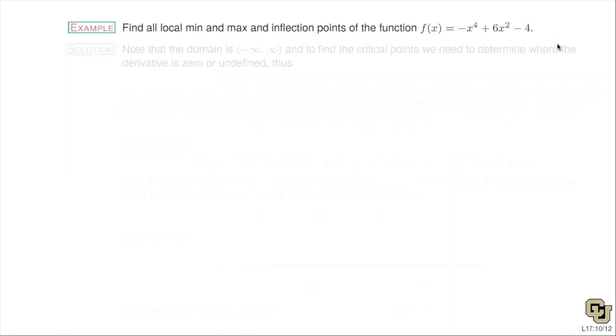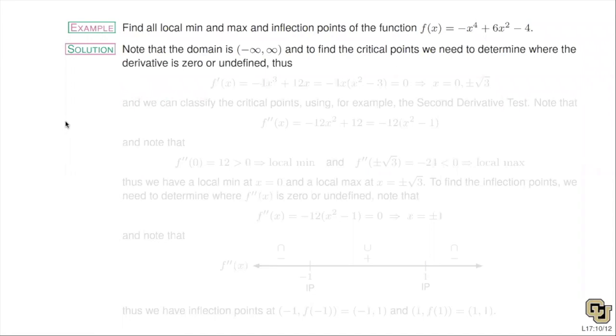So we'll start that here with this problem. It's a find the local max, local min problem of this polynomial function f of x equal to negative x to the fourth plus 6x squared minus 4. So the first step here is that we want to find the critical points. Basically, finding local extrema is about finding critical points and classifying them. So I take the derivative. Here we get that the derivative is minus 4x cubed plus 12x.